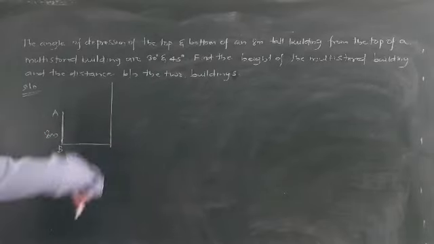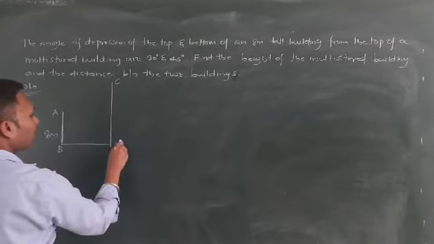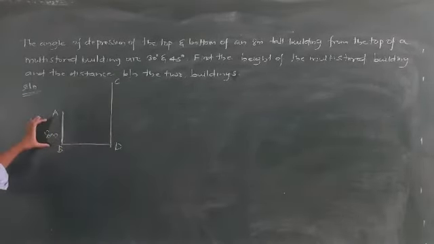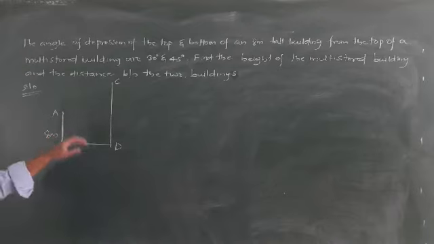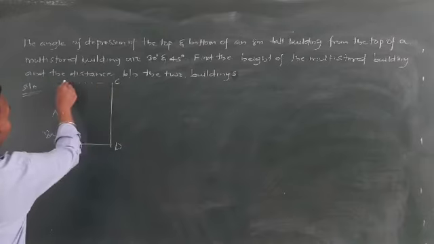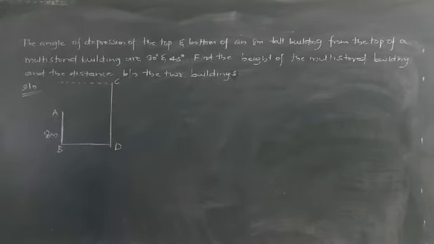So this is a multi-storied building, and I'll take this one as AB. This is C, I'll take this as D. CD is the multi-storied building, and AB is the 8 meter tall building. And this time they are given angles of depression, from the top and bottom of the 8 meter tall building.